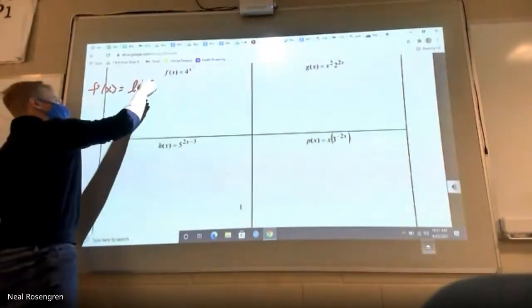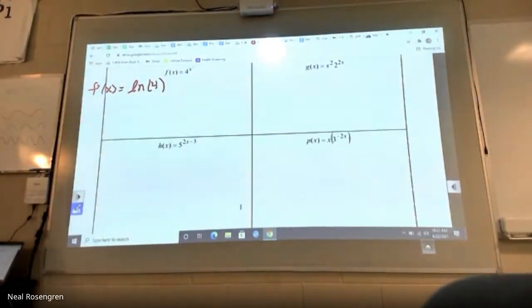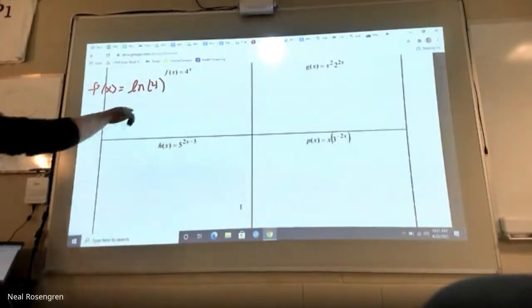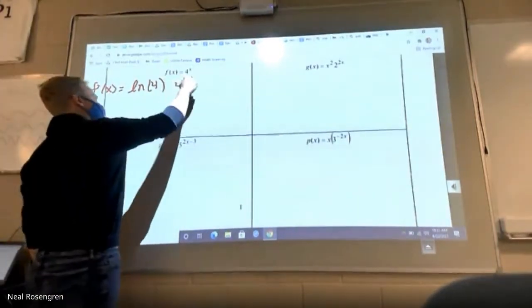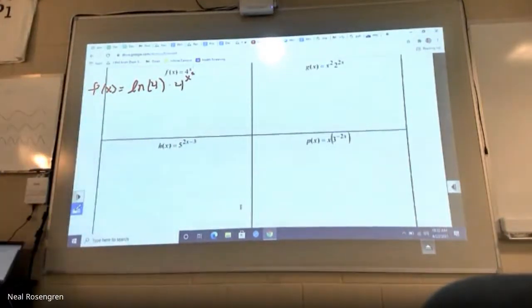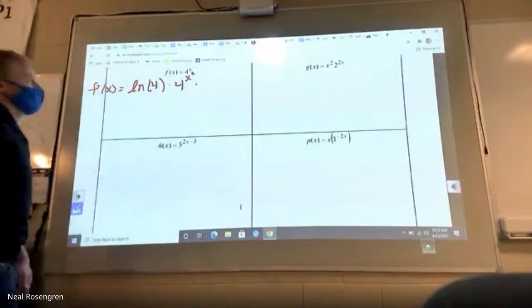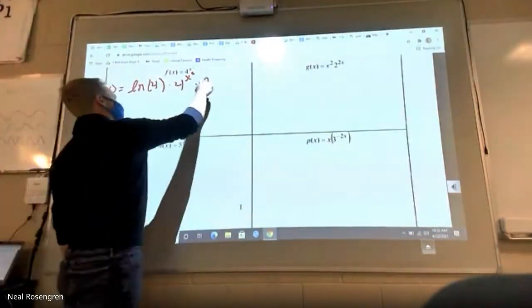The natural log of 4, so ln of 4, which is just some number, right? e to some power is 4. Some irrational number to some power is rational. I'm pretty sure that that's going to be irrational. That's okay. Times, leave the function alone, exactly as it's written, 4 to the x squared, times the derivative of just the exponent, which is 2x.